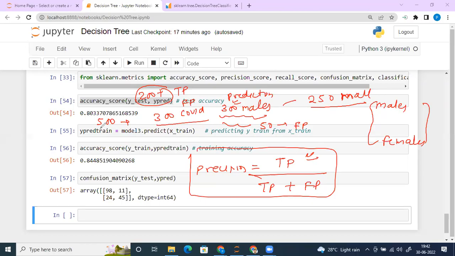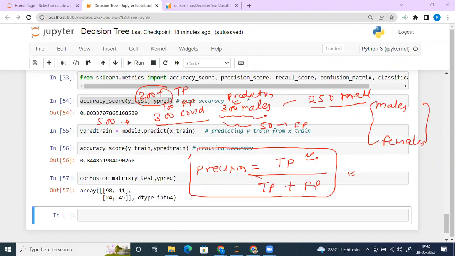Your model predicted 300 to be positive, but actually only 200 were positive. So 200 are true positive and the rest 100 are false positive, which your model has predicted. So your precision will be true positive upon true positive plus false positive.